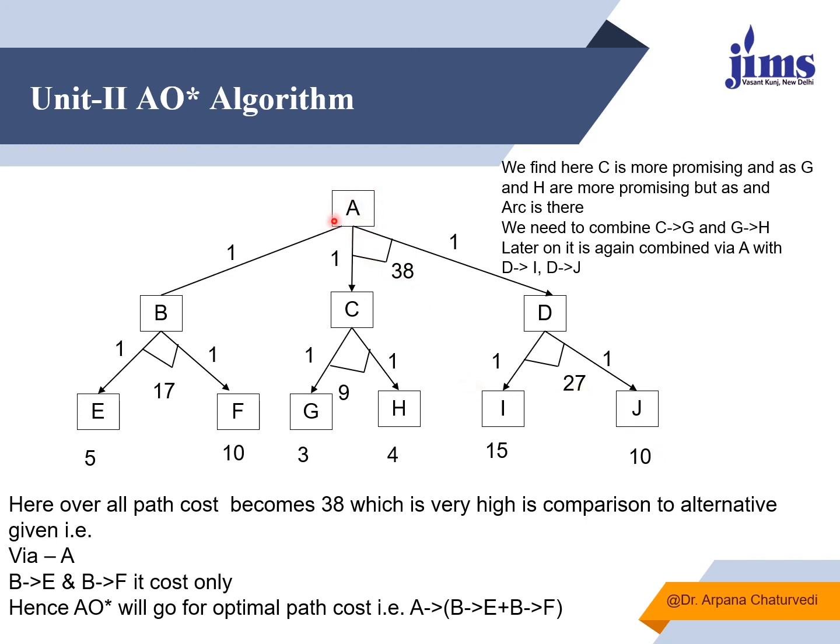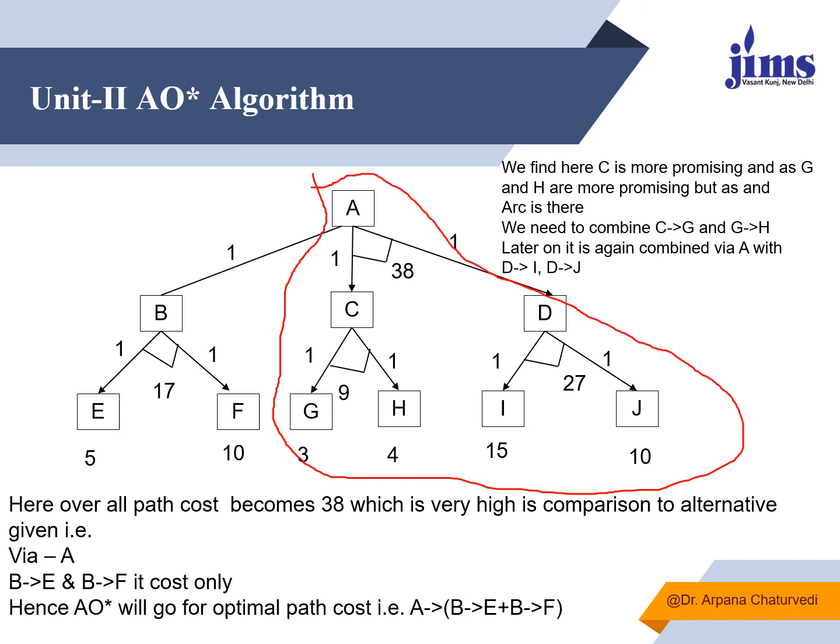It is very clear from the graph that when we solve the problems C and D together and combine their results, we will get the result of A. So the output of C is 9 plus the output of D is 27. It becomes 36, plus 1 plus 1 becomes 38. So if we follow this particular path, then the result of A will become 38.